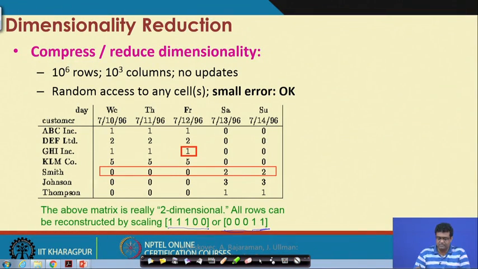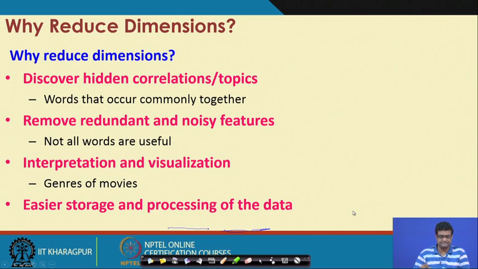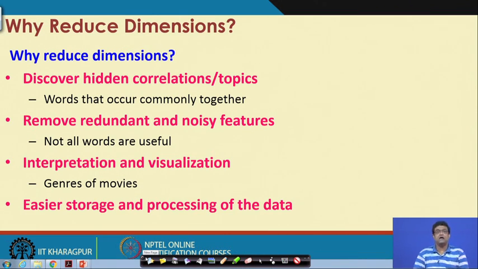So, one may have to determine this. Basically, applications include, let us say, you want to know which words or topics commonly occur together. So, this is like discovering hidden topics, hidden correlations.